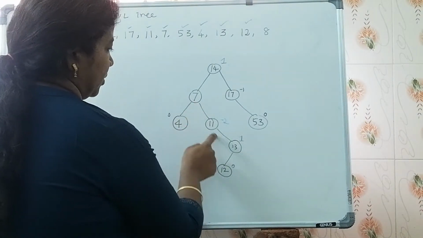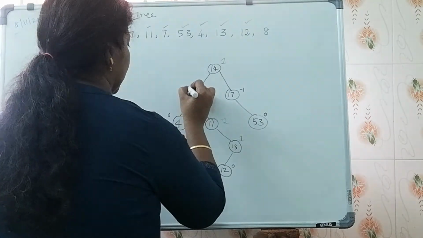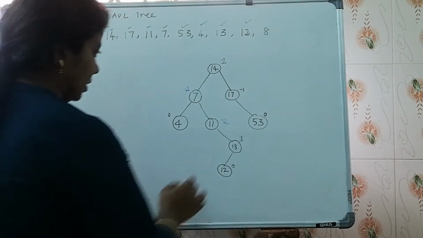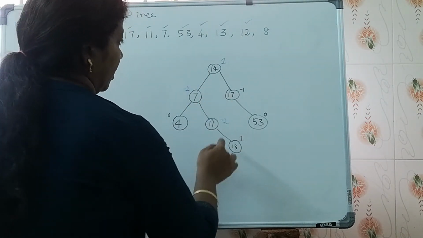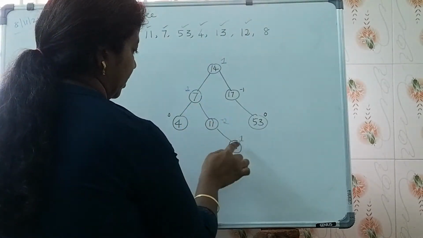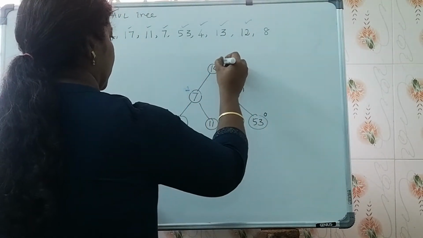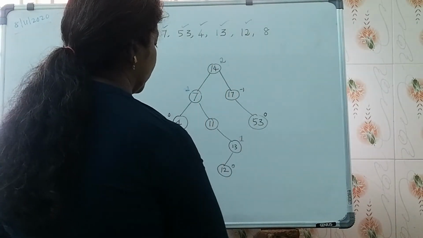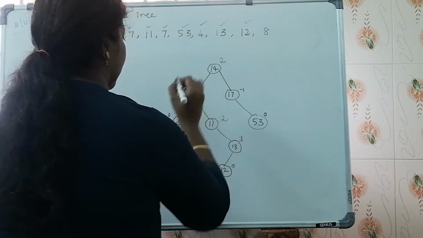Okay. This is -2. Now for this node, 1, 1, 2, 3. So 1 minus 3, which is -2. Okay. Fine. Now here 1, 2, 3, 4. 4 minus 2, which is 2 over here. So in all the places the balance factor is updated. Here it is -2. Here also it is -2.